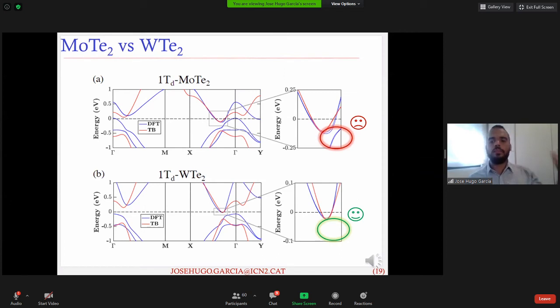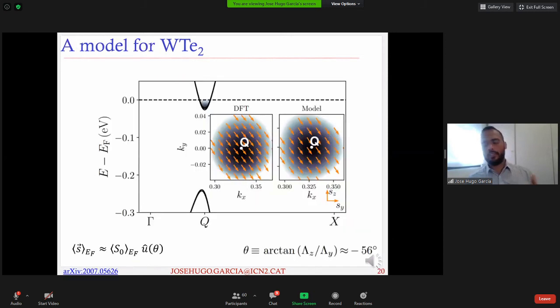So we then made another study on tungsten telluride, which is very similar, and the model that we developed fits well both structures. This is the result that we obtained. First, the spin texture is different. In this case, the spin texture is more in the Z direction than in the Y direction, but you also have a persistent spin texture around the Q point. And this angle, in this particular case, which I'm putting below because it's important, is minus 56 degrees, and can be obtained from the spin-orbit coupling parameters of the model, okay?